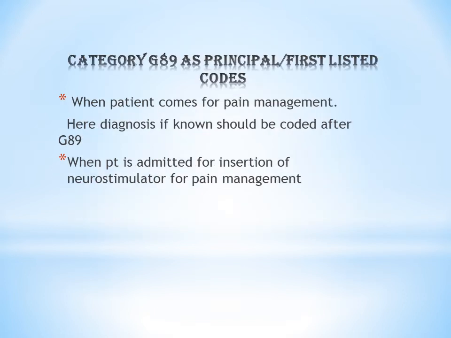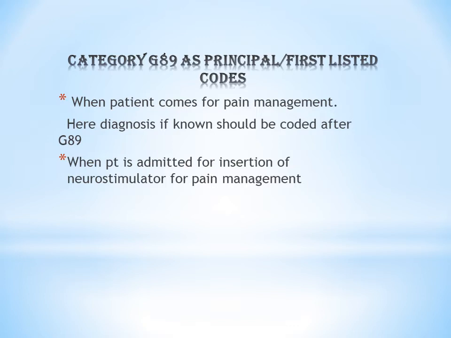Next one is category G89 as principal or first listed code. When a patient comes for pain management, the diagnosis, if known, should be coded after G89. So when should you code G89 as the first code? If the reason for admission or the reason for visit is treatment of pain or control of pain or management of pain, then you can give G89 as the first code. Even if you have a diagnosis, the diagnosis should be coded only secondly. First code will be G89, second code will be the code for the diagnosis.